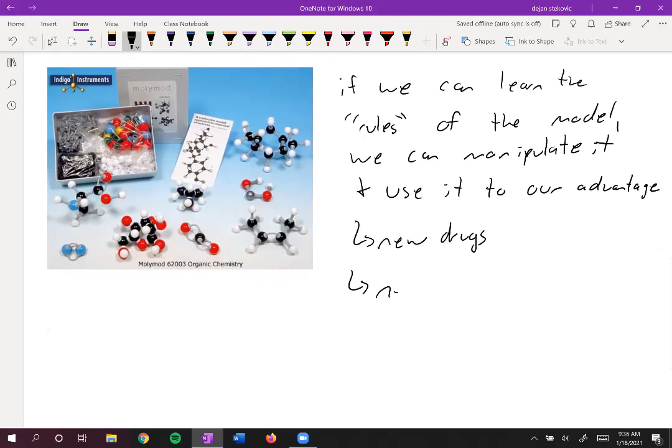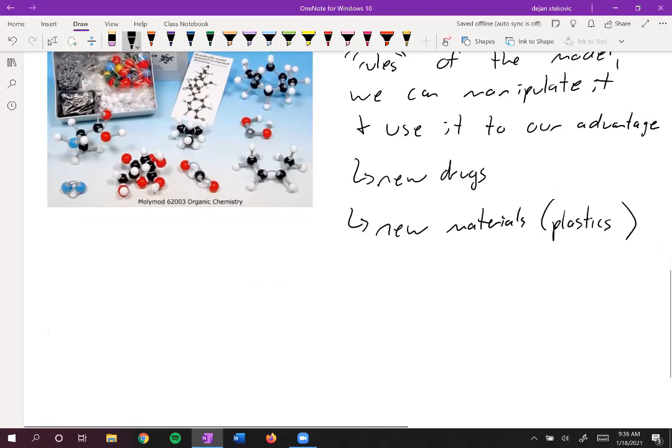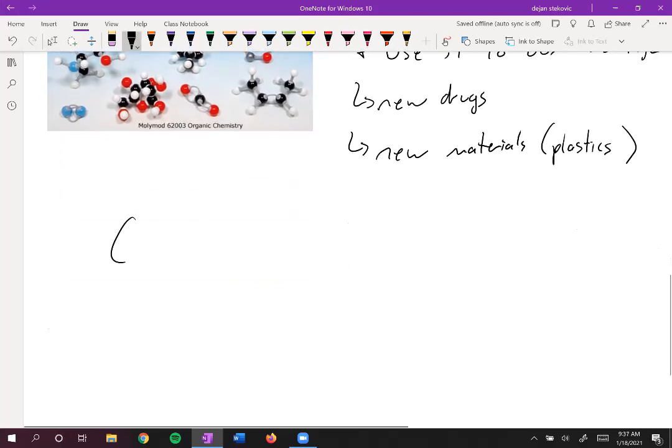We can also make new materials. The biggest example of this will be plastics, right? Plastics are a relatively new thing, and they've really revolutionized our life, right? Every day you use plastic. And so if we can understand how these molecules work, we can make better plastics and that kind of stuff, right? And so that's really the magic of carbon.